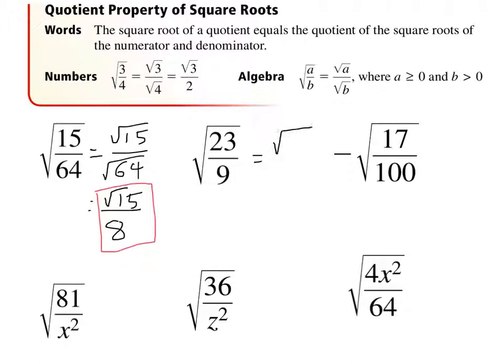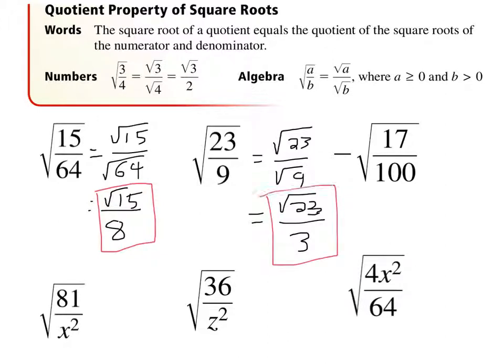Very similar thing for the next problem. I split this up so that it's the square root of 23 over the square root of 9. And once again, my numerator contains a radical, but the square root of 23 is prime. It has no perfect square factors other than 1, so it stays as 23. And my denominator is the square root of 9, which is 3. So that's all I would need to do there.